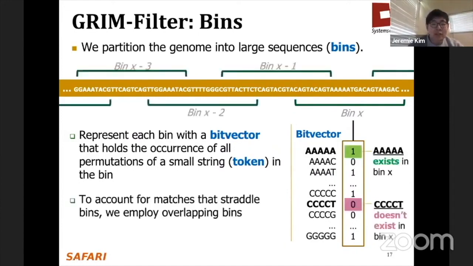Because we want a whole read to occur within a single bin, we have to chunk the reference into multiple bins that overlap. And so basically, any read is guaranteed to fully fall within a given bin. So this overlap basically has to be at least as long as the size of the read.